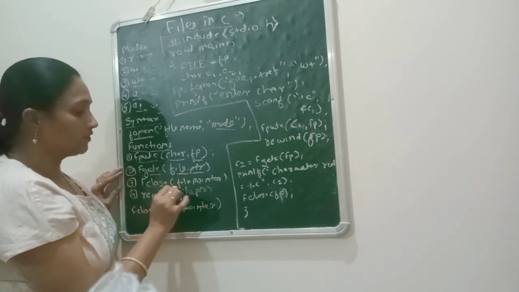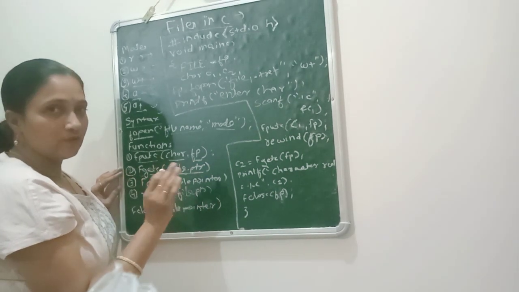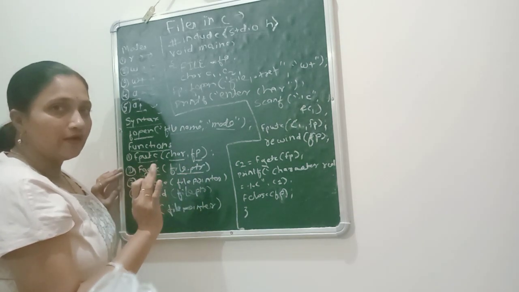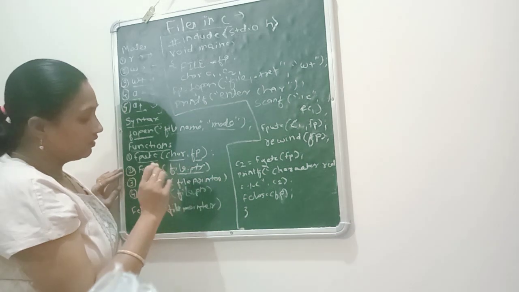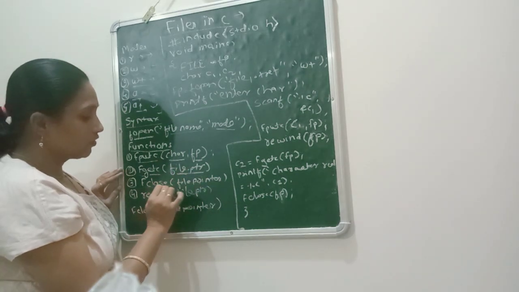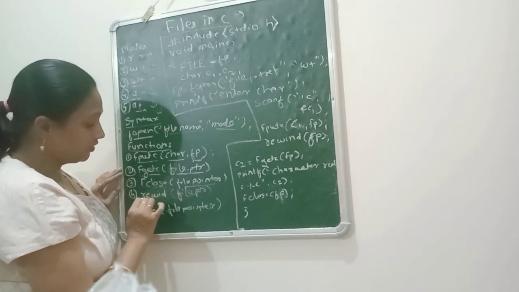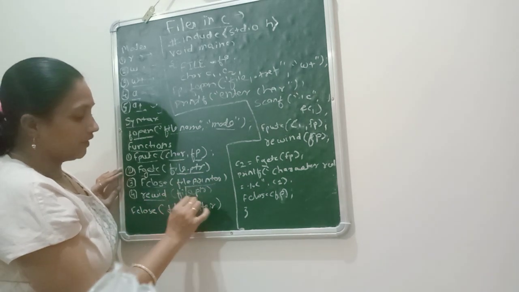Now fclose. This function is used to close a file. If suppose you are opening some file and you are done with all the operations in the file, then you have to close the file. This function is used to close the file, and in brackets you have to mention the file pointer. Then rewind, file pointer.